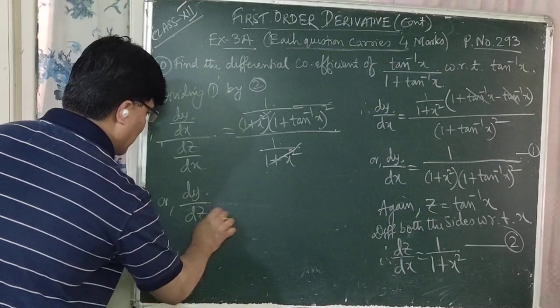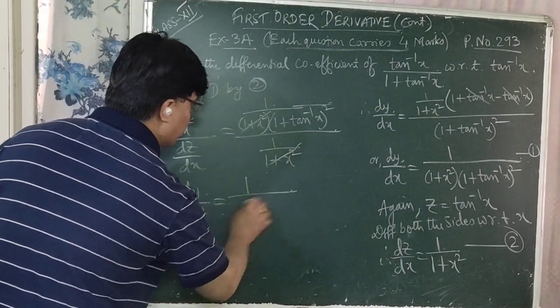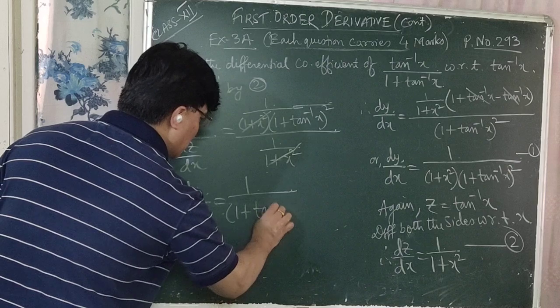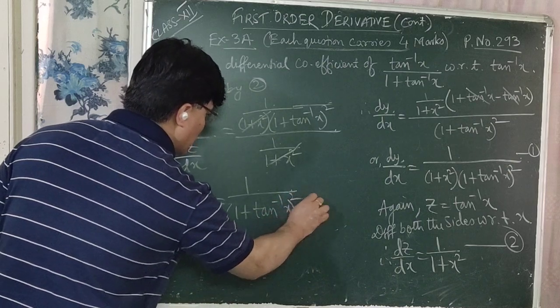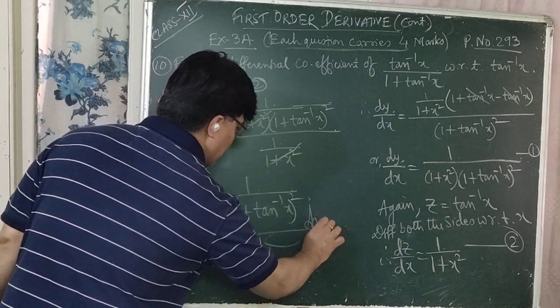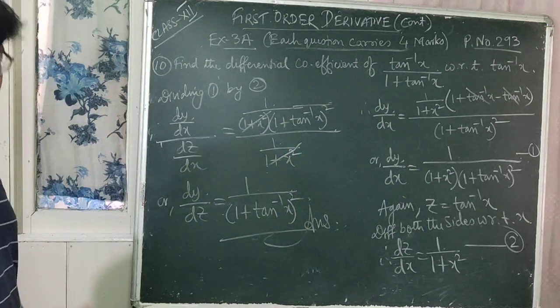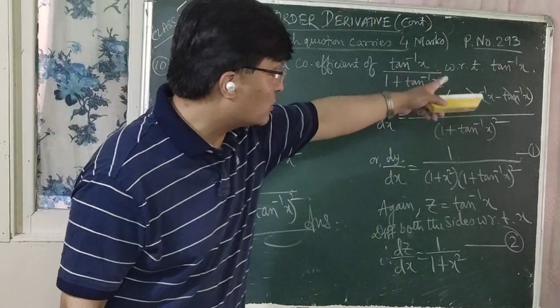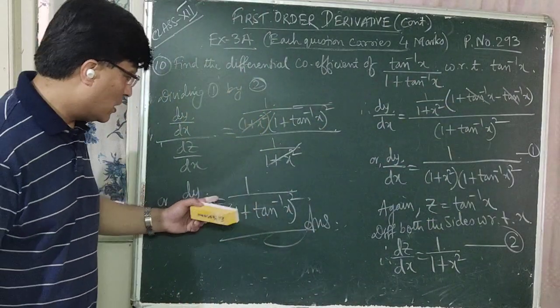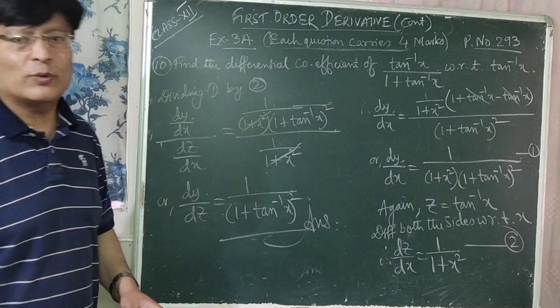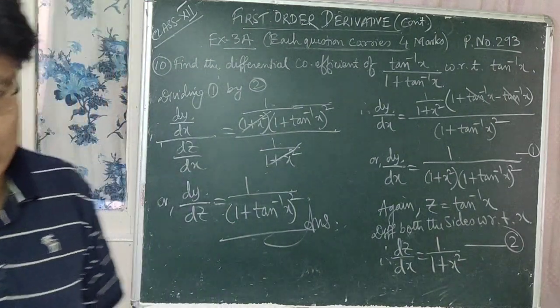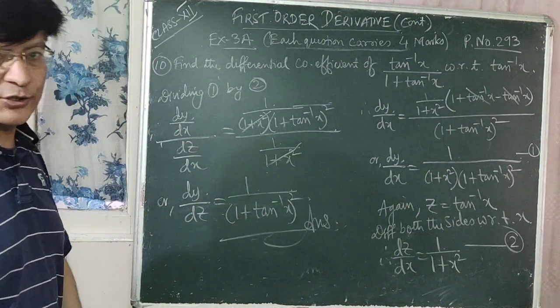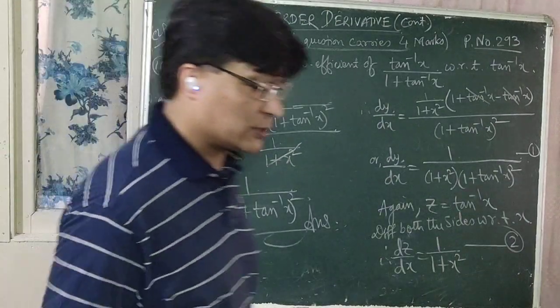So the value for dy by dz is equal to 1 upon 1 plus tan inverse x whole square. So this is the final answer. So what is the differential coefficient of tan inverse x upon 1 plus tan inverse x with respect to tan inverse x? It is 1 upon denominator 1 plus tan inverse x whole square. So that is your final answer. Okay, so we'll do the next question now.